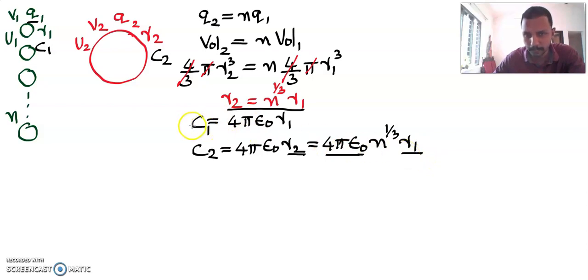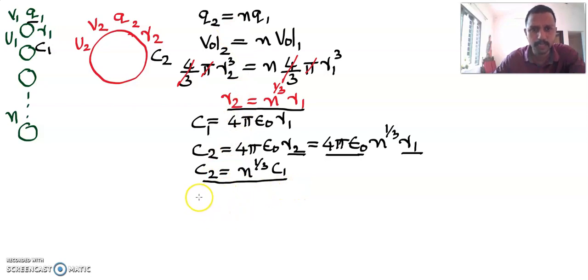C1. Is that clear? Therefore, I could write C2 is equal to n raised to 1 by 3 C1. This much portion is C1, therefore n raised to 1 by 3 C1. This is another important relation that you have to understand. C2 is equal to n raised to 1 by 3 C1. Clear? We have spoken about the charge and capacitance. Next we are going to speak about potential.